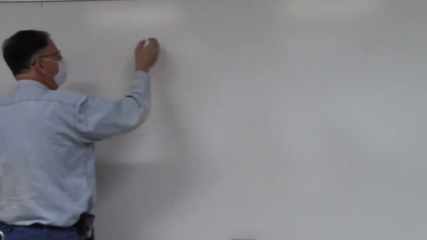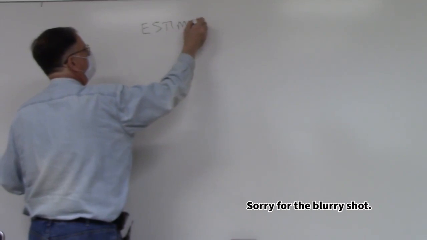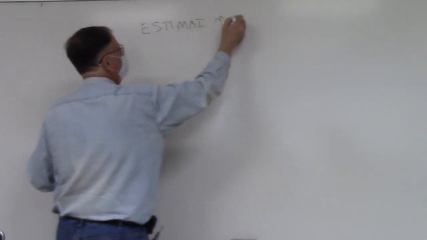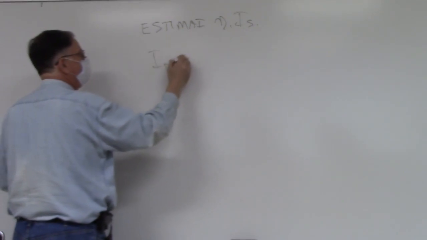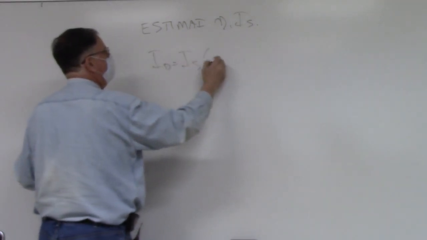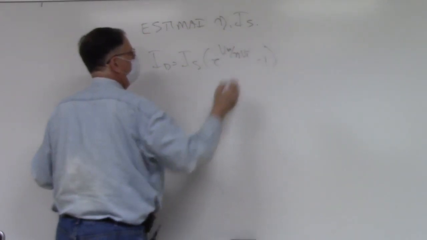So for part 3, we're going to estimate the emission coefficient and I sub s from the diode equation. Remember, I sub d is equal to I sub s times e to the v sub d over n v t, minus 1.